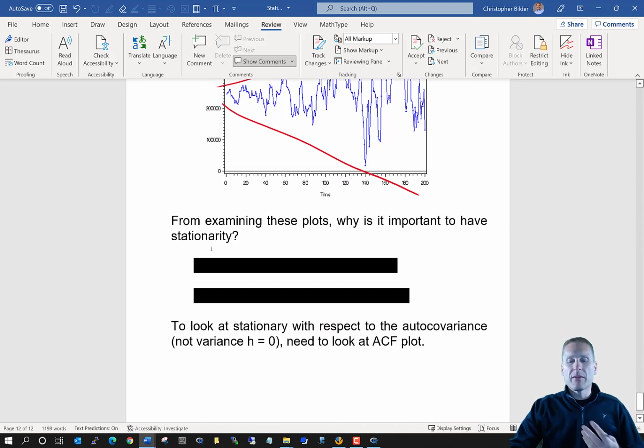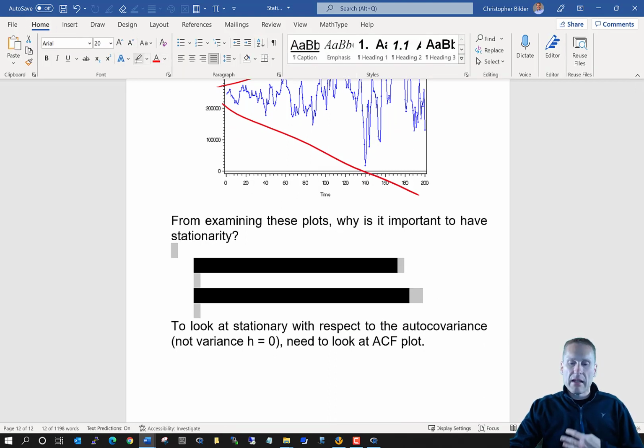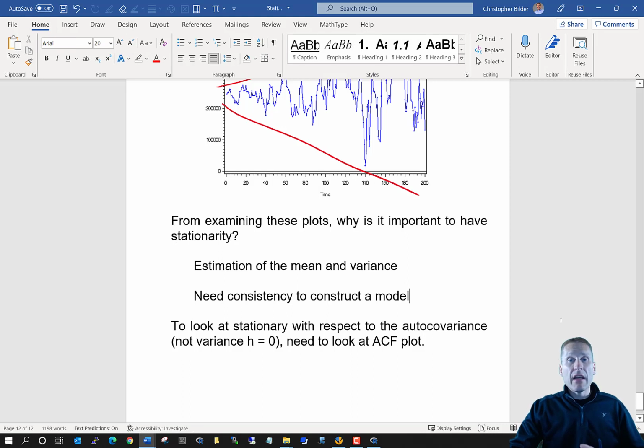So from examining these plots, why is it important to have stationarity? Well, you can see that if your mean or your variance is changing over time, it's going to be harder to estimate that. Also, in the big picture, in terms of the models that we're going to be constructing, we need to have consistency. What happens, let's say, at time points 1 through 10 hopefully will tell us something about what's happening at time points 11 through 20.